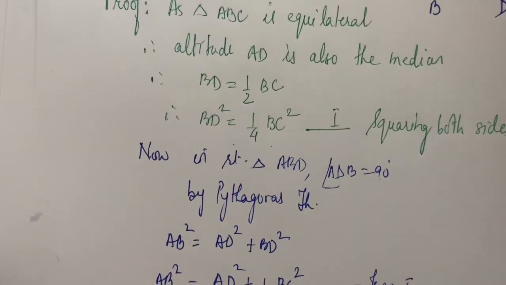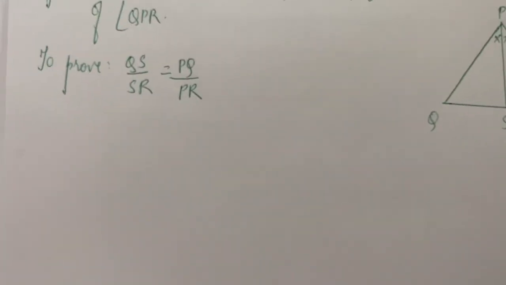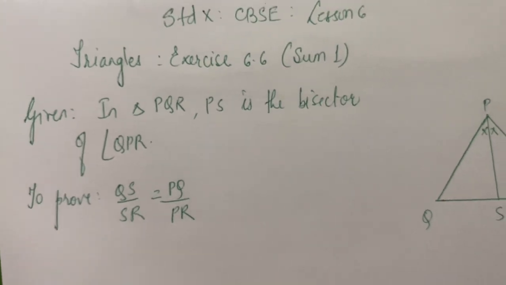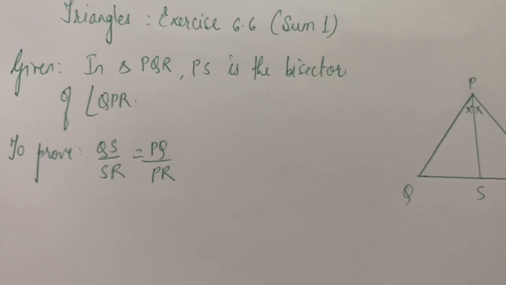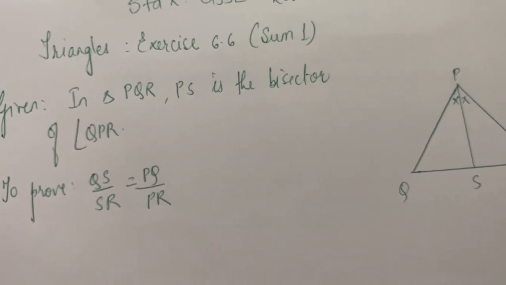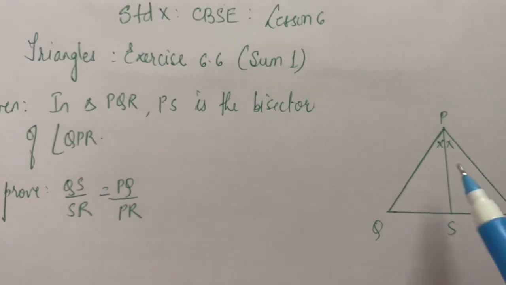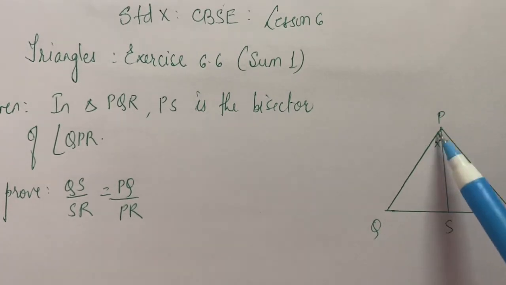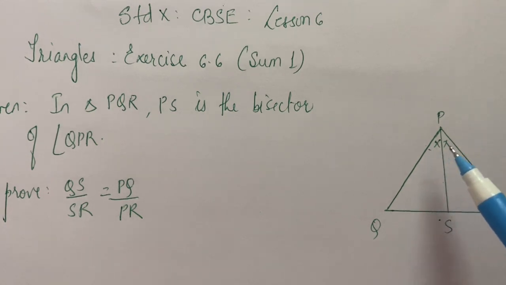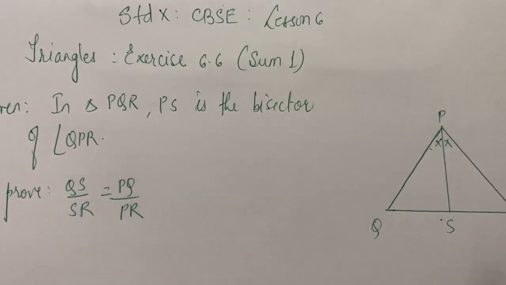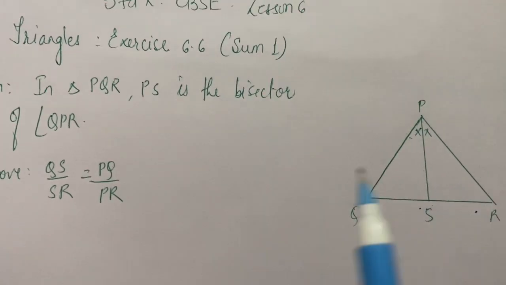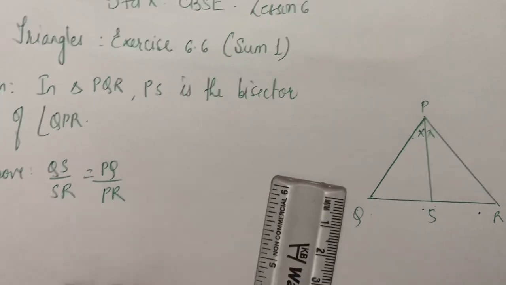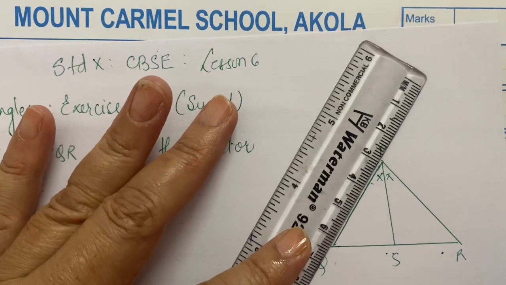Now we move on to the optional exercise of your lesson, that is lesson 6. We take the first sum. In state board, this sum is given as a theorem, the angle bisector theorem. Okay, so we have to prove the angle bisector theorem. You are given in triangle PQR, PS is the angle bisector. Of which angle? Of angle P. You have to prove QS upon SR is equal to PQ upon PR. In state board, as I said, this is termed as angle bisector theorem.